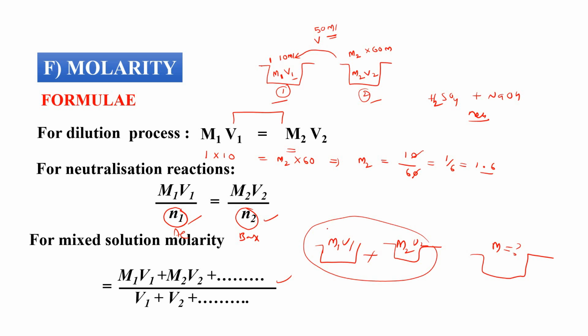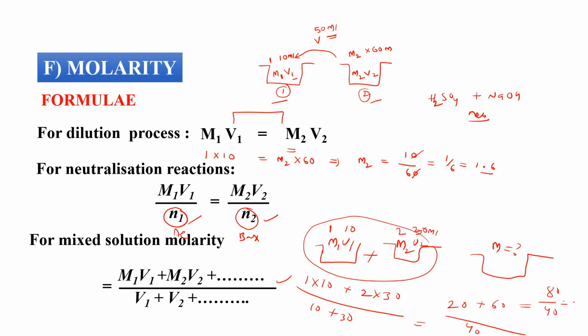For example, if it is having 1 molarity, 10 volume, it is having 2 molarity and 30 ml actually. Now what we will take here? 1 into 10 plus 2 into 30, divided by what? What is the volume of V1? 10. What is the volume of V2? 30. Now what we are going to get? 10 plus 60 divided by 40. That equal to how much you are getting? 70 by 40... Answer will be what you are going to get? 2 molarity. Like this we can use.